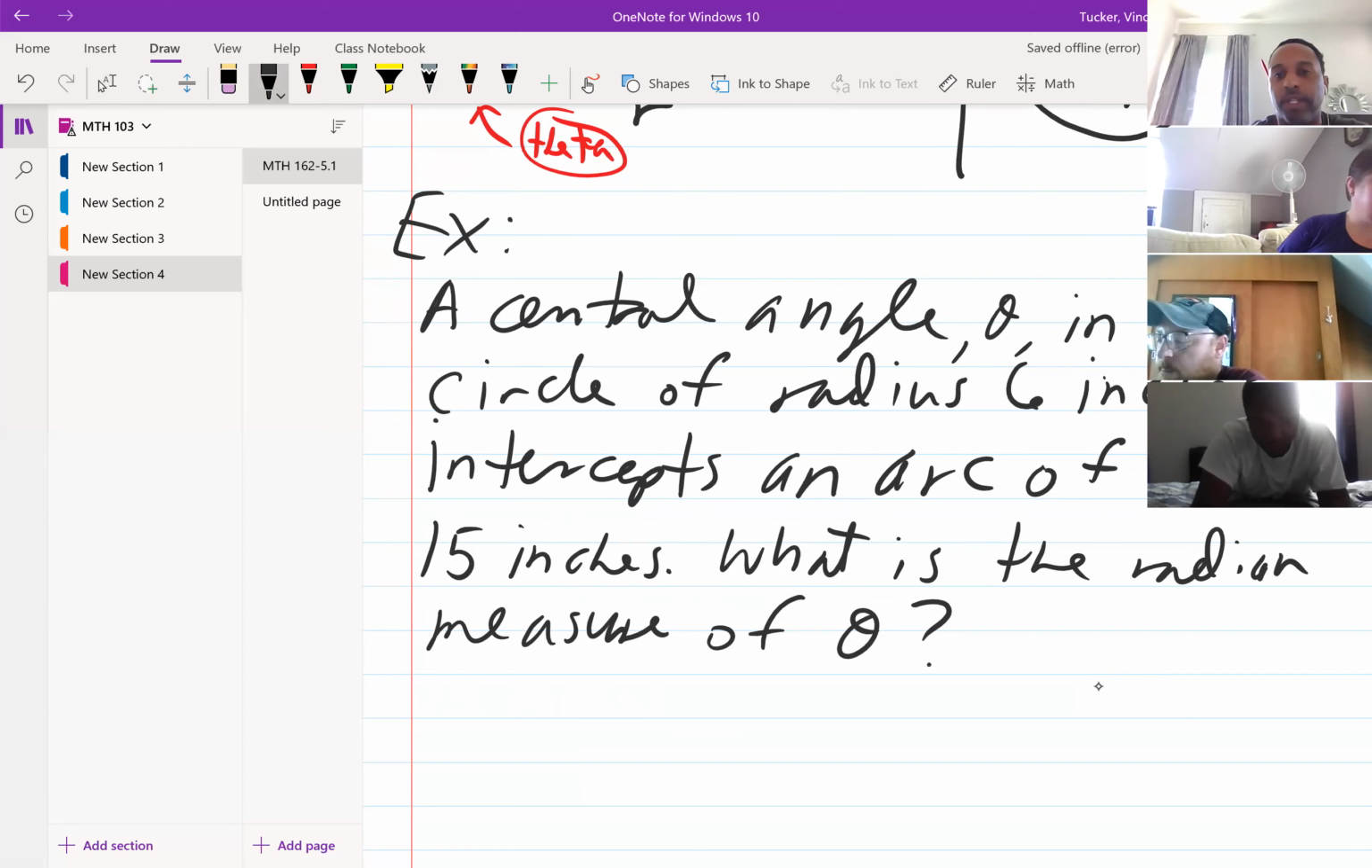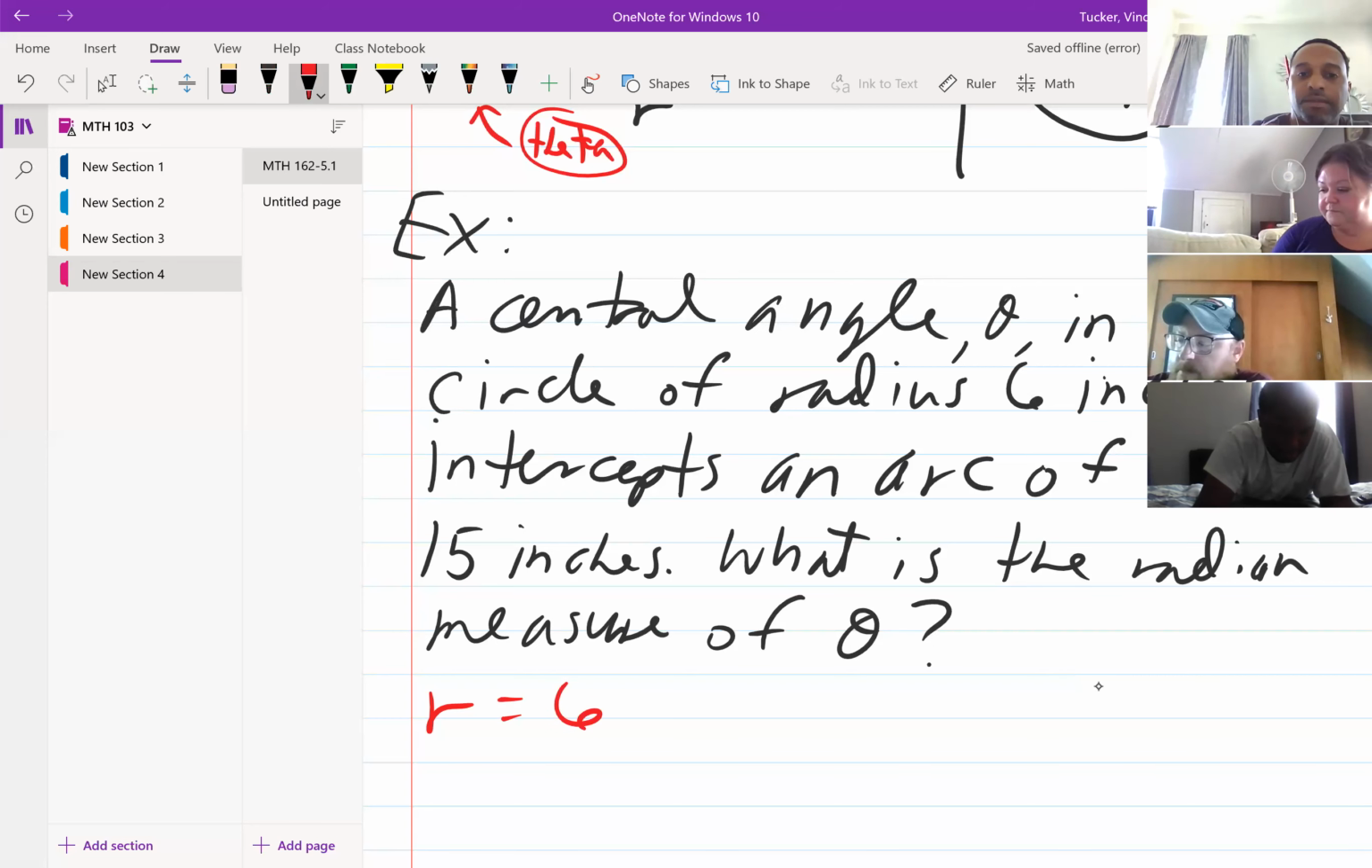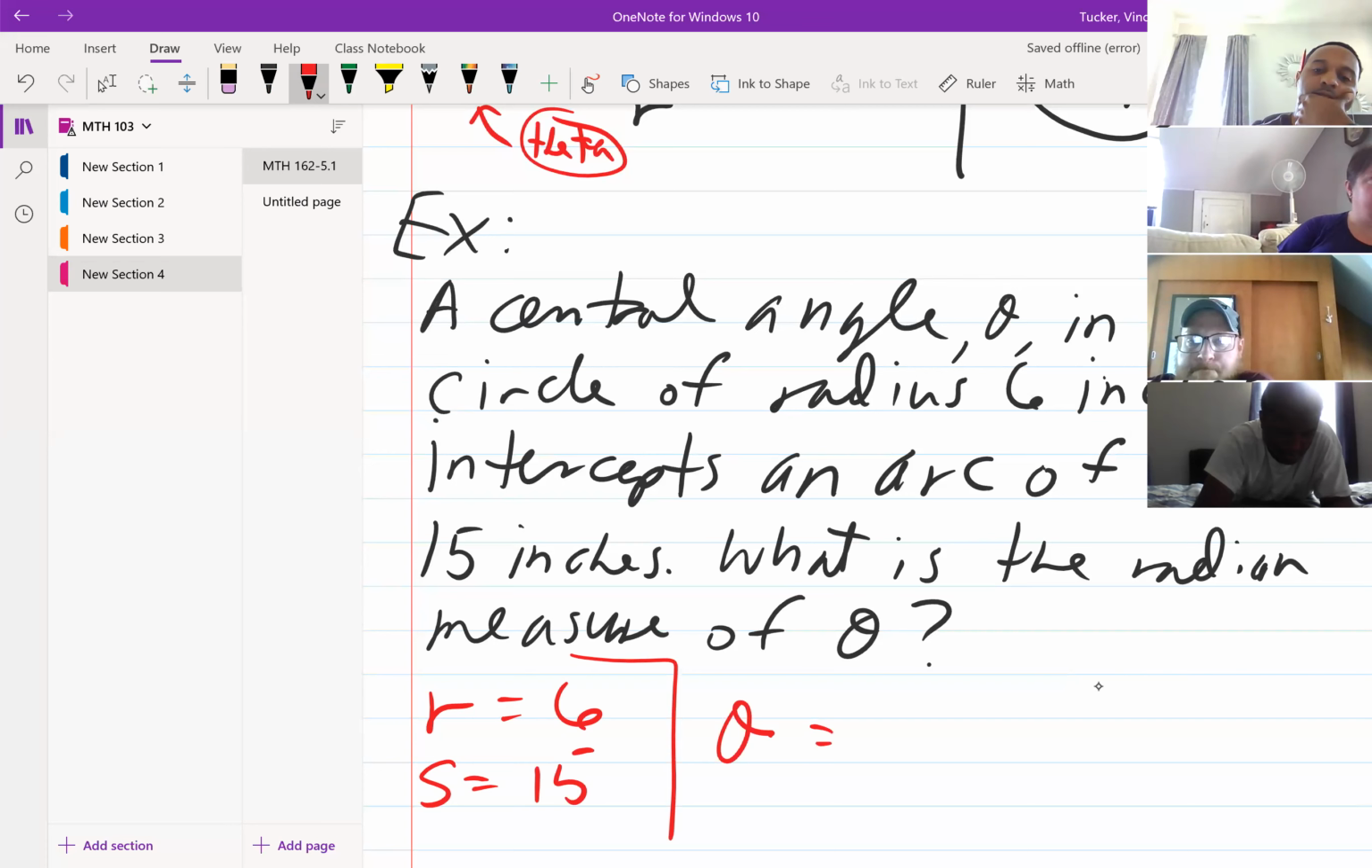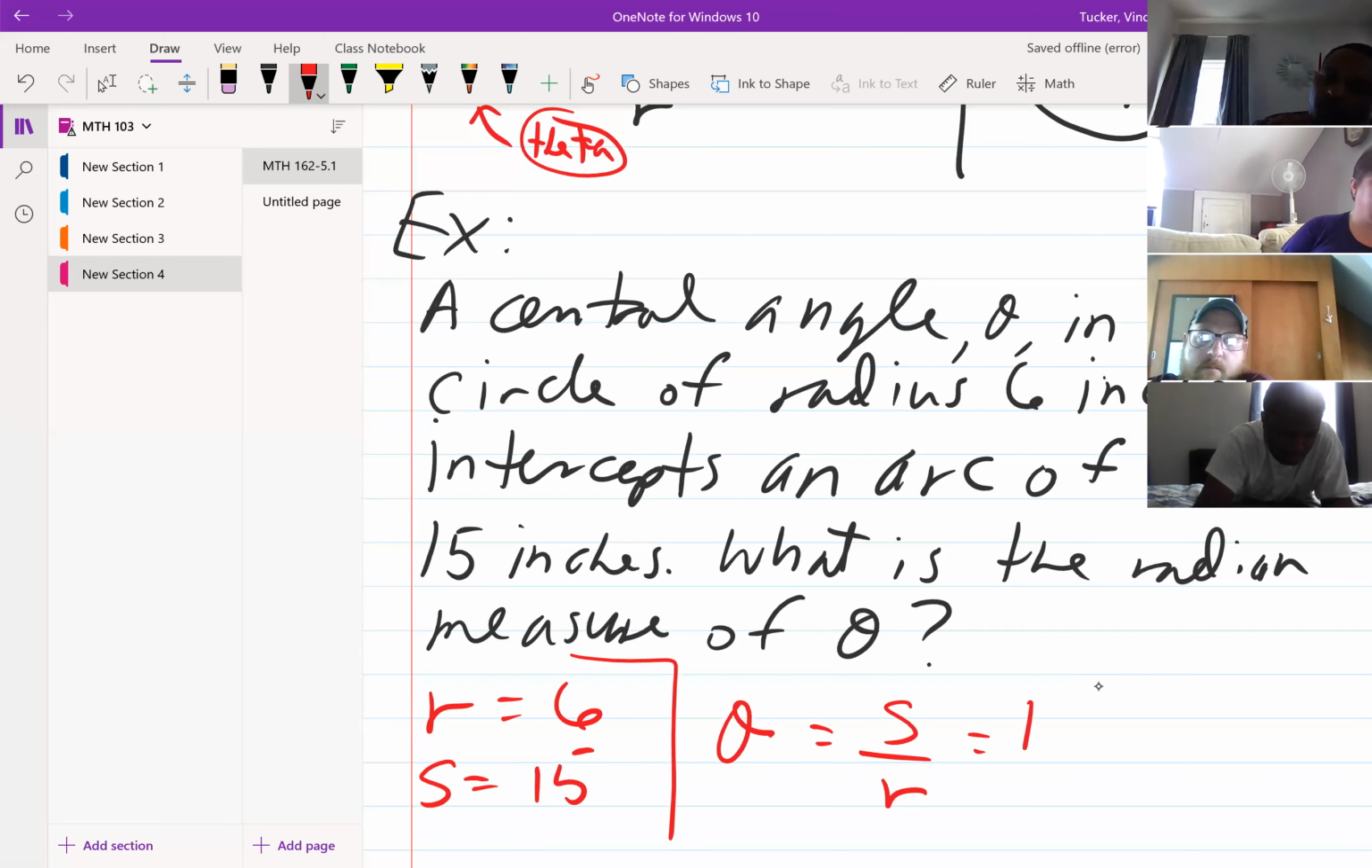In a circle of radius 6 inches, so that means R is 6, intercepts an arc length of 15 inches. So S is 15. They tell us to find theta. Theta is S over R. So that's 15 inches over 6 inches.